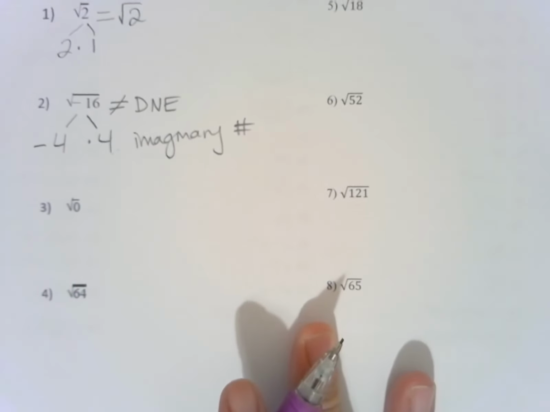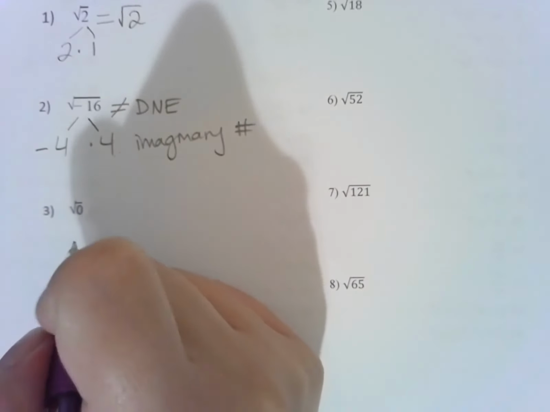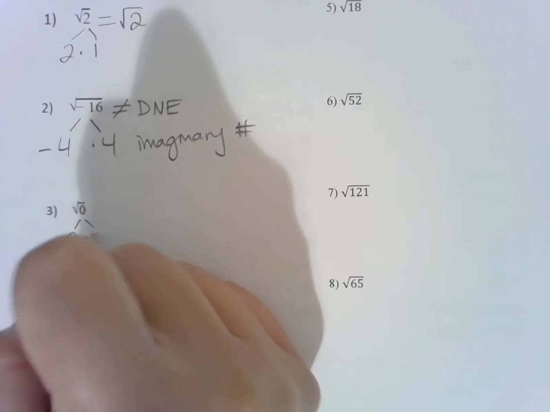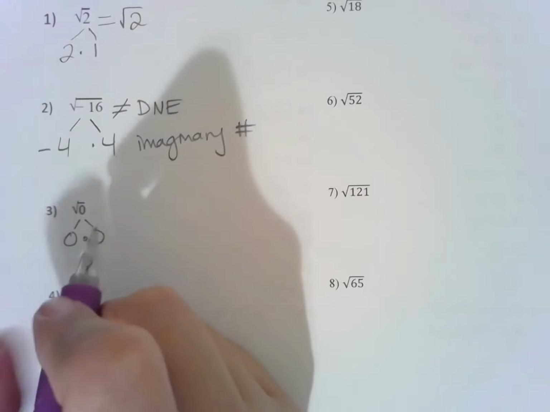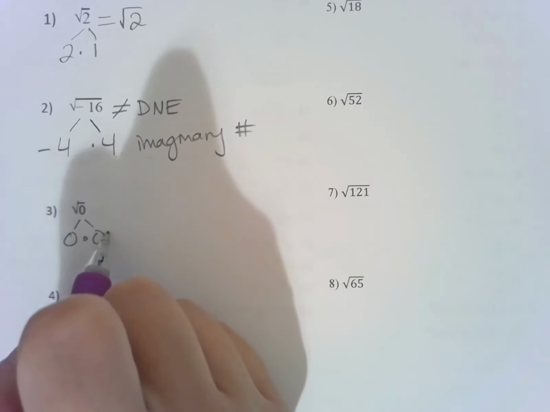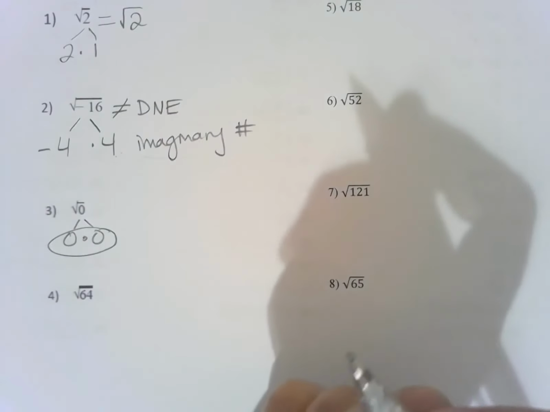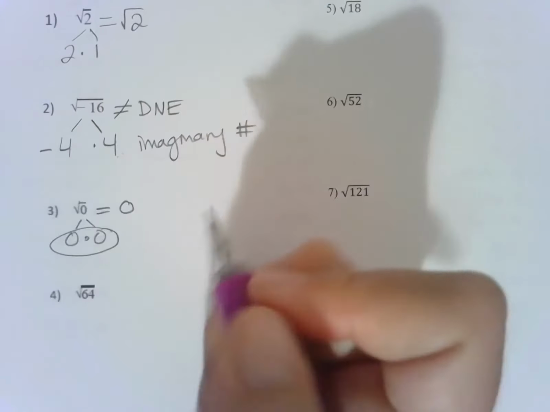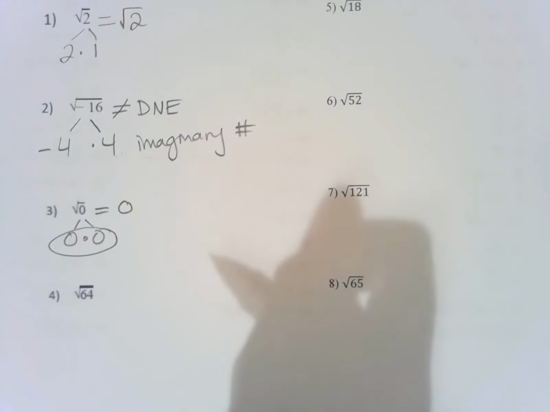Number 3, if we look at 0, a lot of students get confused with the square root of 0, but 0 is just, if I break it down, it's 0 times 0. So we actually do have a group of 2, and it's right there. So the square root of 0 is just 0.